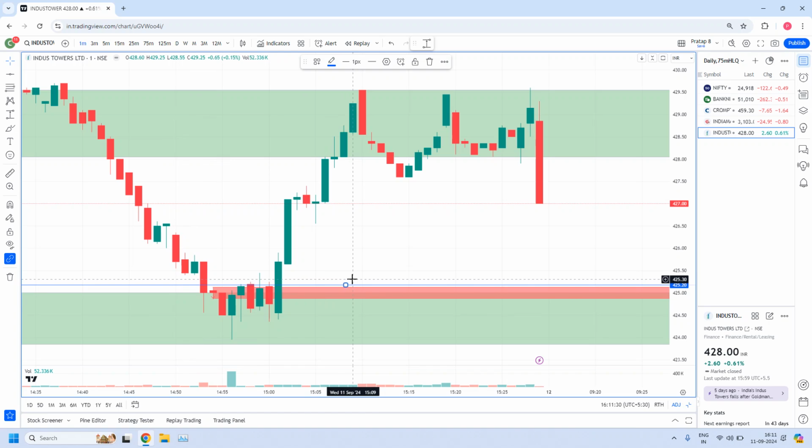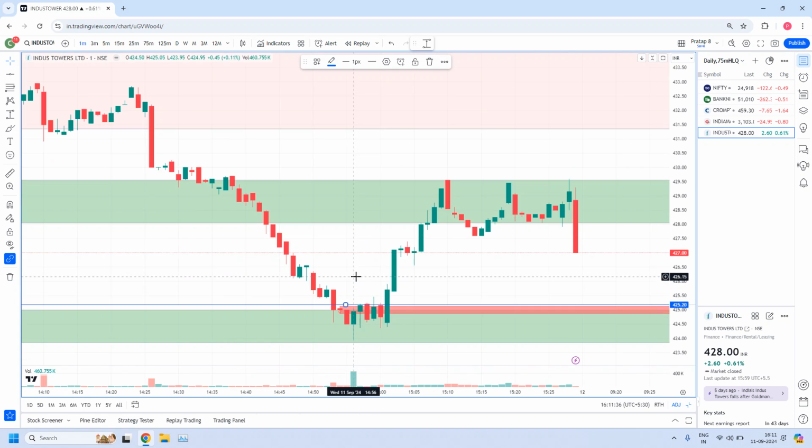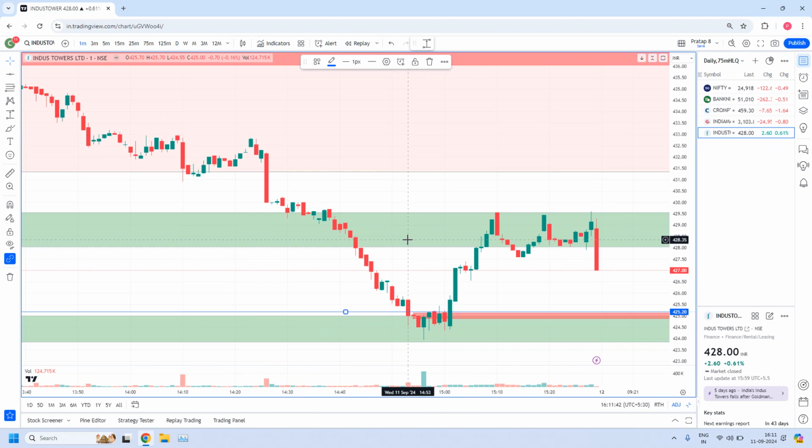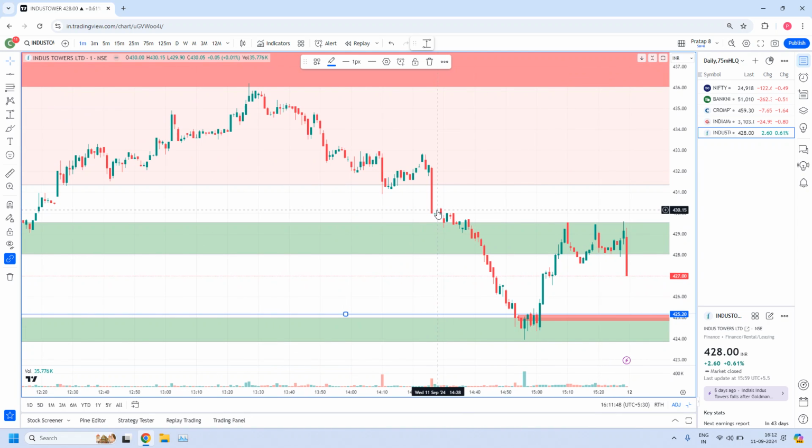You didn't lose your profit much. Maybe a difference of 500 rupees will be there, not more than that, compared to booking at the proximal line of this 15-minute zone. Hope you got the clarity. See, this is the way trailing stop losses will always help in achieving more profit.